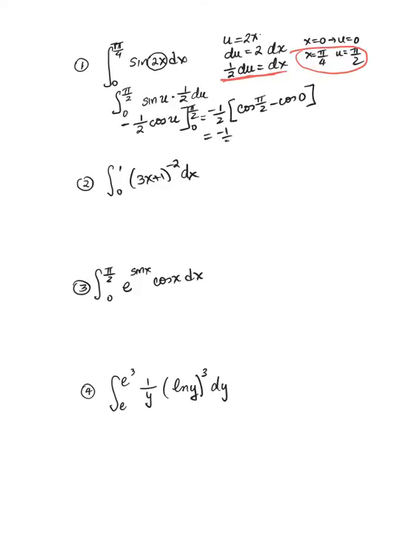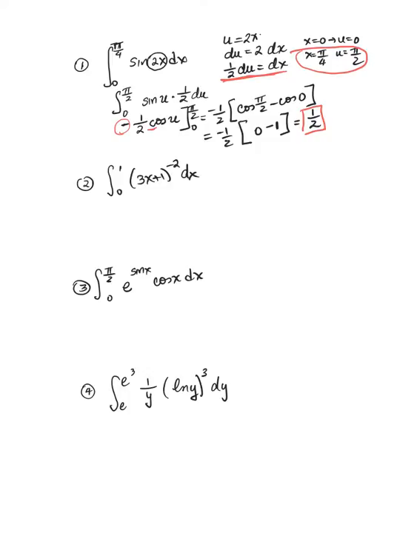That's negative 1/2 of, now cosine pi over 2 is 0, cosine 0 is 1, and that gives us 1/2 as our answer. I believe that is correct. And again, when the answer to an integral is a co-function, we put a negative. Okay, let's try the second one.